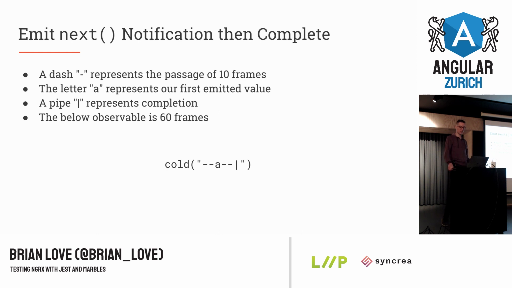So here we can see our dash represents this passage of 10 frames. We've got the letter A, that's an emitted value. And then we've got a pipe. So the observable here, this is a cold observable that I'm creating. So there's two functions with Jasmine marbles that you'll use, cold and hot. Cold will create a cold observable, and this represents an observable that is going to, after 20 frames, emit a value. It'll wait 20 more frames and then emit a completion notification, right? So we're kind of mocking out time.